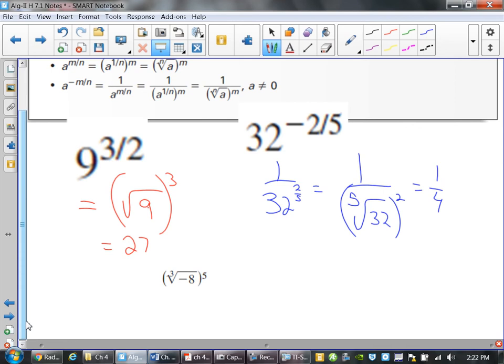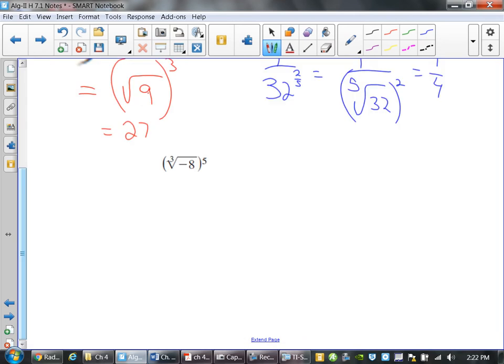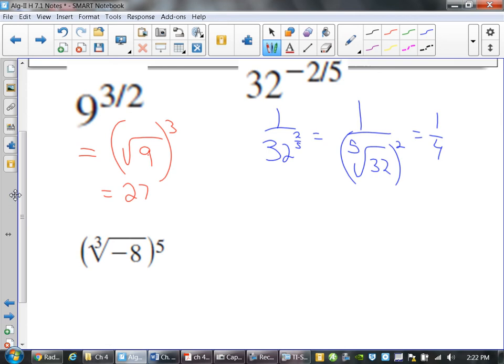Would you just switch it to the number under 1 as a fraction if the denominator of the exponent was negative as opposed to the numerator? Either one, because anytime a fraction is negative, it doesn't matter if it's the numerator or the denominator, you just flip them. Okay.